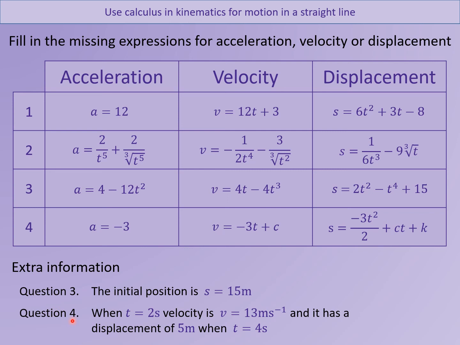For question 4, we are first of all told that when t is 2, the velocity is 13. So in here, we can substitute t equals 2, v equals 13 to give us a value of c. That gives us 19. We can now use c equals 19 in here, and we can use the information that the displacement is 5 when t is 4. So we can substitute in s equals 5, t equals 4, and c is 19. This will give us a value of k of negative 47.